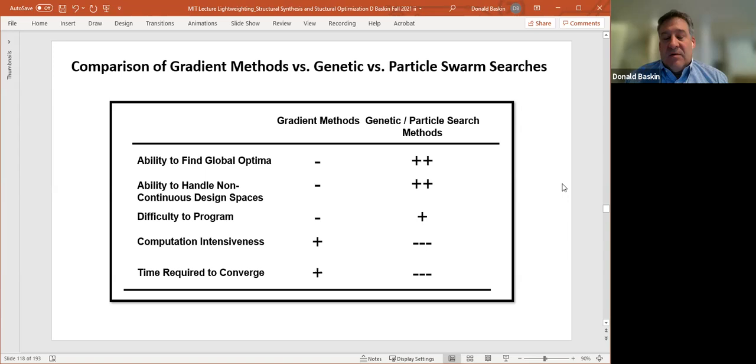And then finally, a lot of the gradient method really depends on your design space not having any sharp cusps or anything like that, so the derivatives are all continuous. The genetic search method sidesteps that problem. Particle swarm sidesteps that problem. So in a lot of cases, you can much better handle a design space that is discontinuous, places where the first derivative might blow up.